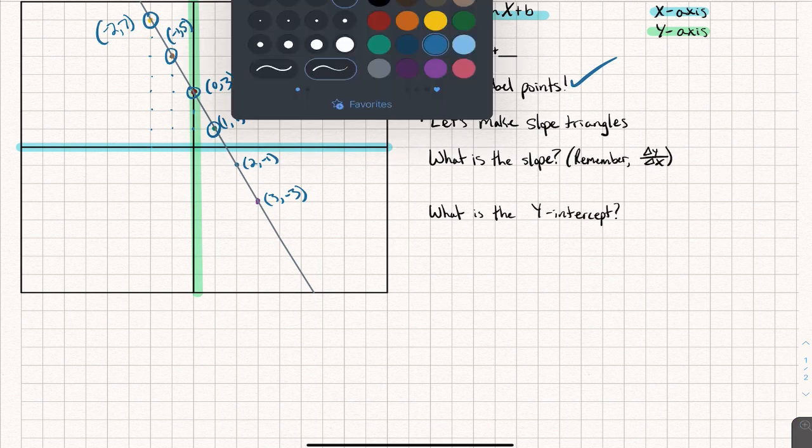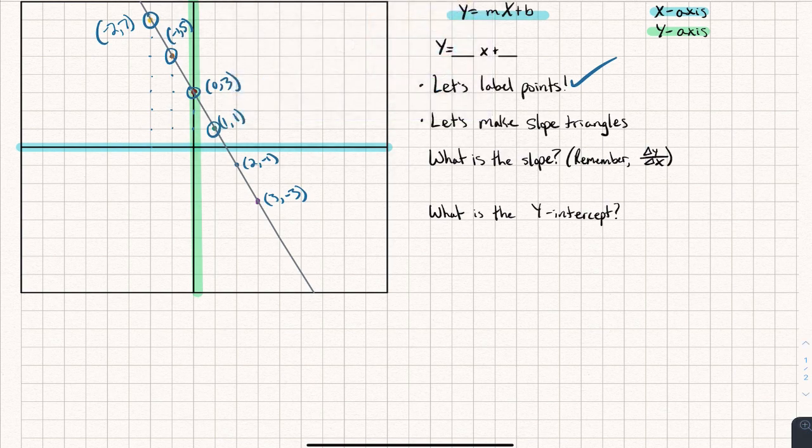So to make our slope triangles, I'm going to go ahead and pick the purple. And I'm going to pull down from one point till I'm parallel with or even with the next dot. And then I'm going to slide across the x-axis. And I'm going to do the same thing for every single point because I'm trying to see something. So I'm going to create my slope triangles. And then I want to label them. So I want to label the lengths.